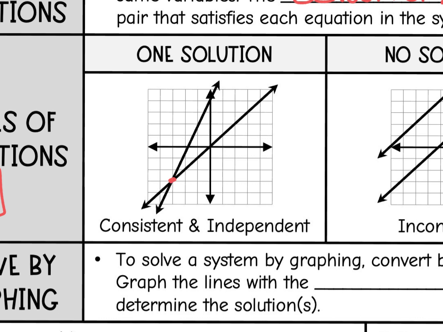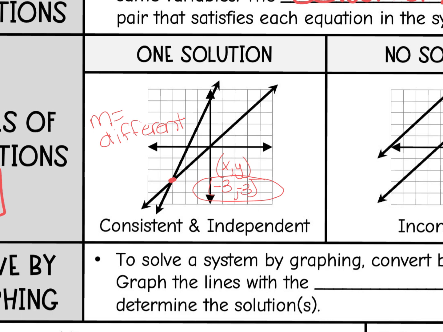So the solution of this system is going to be the ordered pair that both of these lines share. So the ordered pair is going to be -3, -3. That is the solution to this particular system. And notice it only crosses once. It's one solution. The other thing I want you to keep in mind is look at the slope. The slope of both of these lines are different. So if you're looking at an equation and they have different slopes, you are looking at one solution.